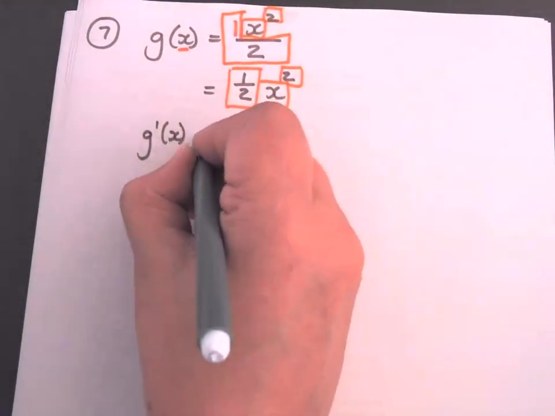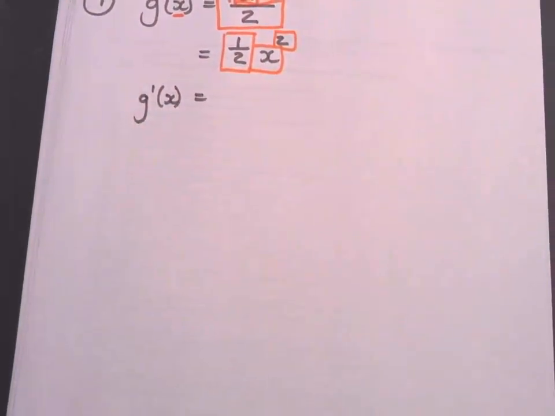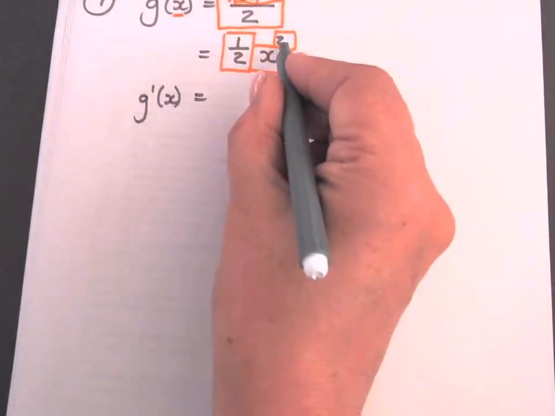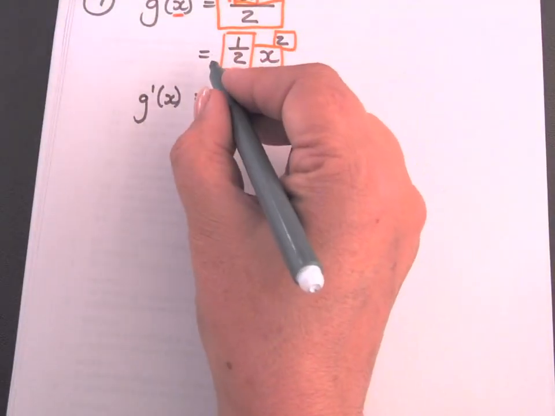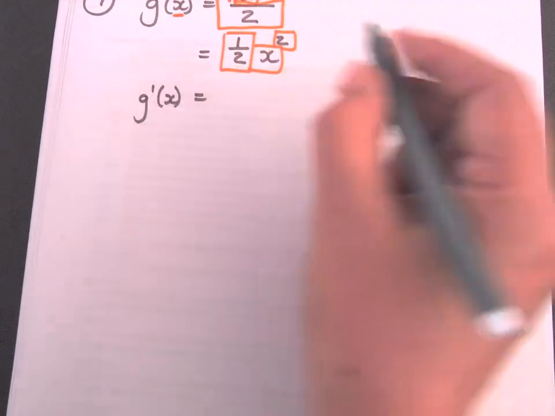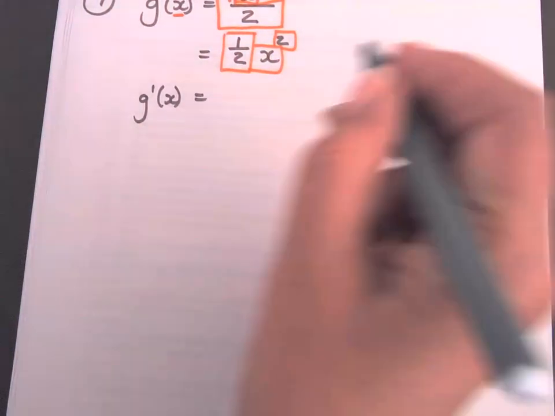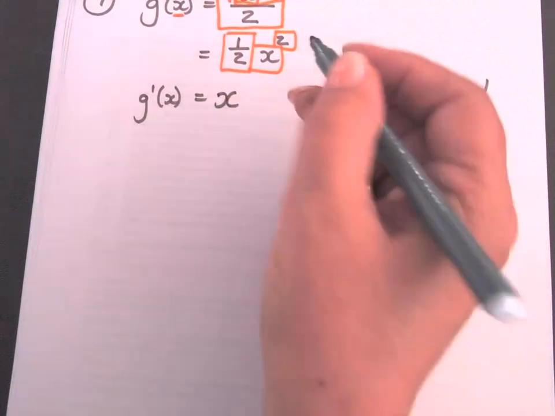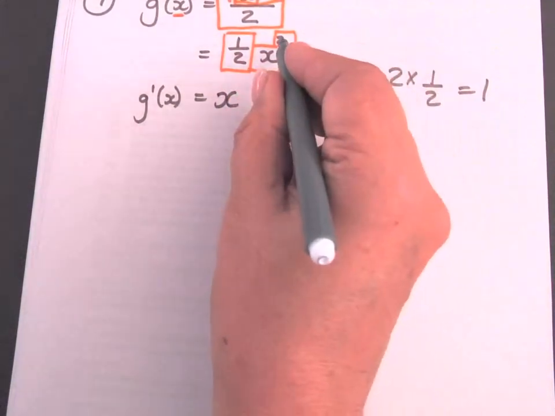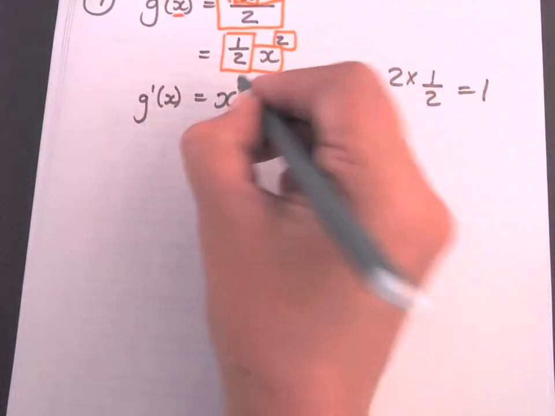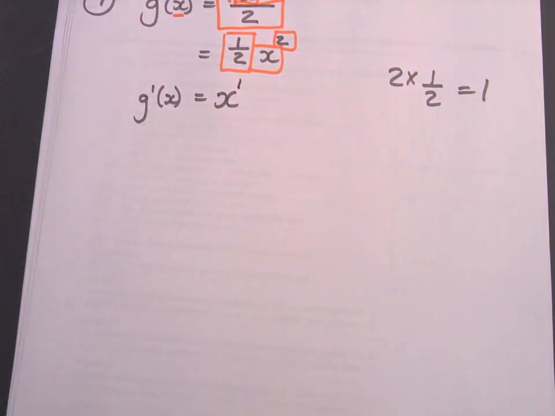g'(x) equals. This 2 goes to the front and you multiply with a half. 2 times a half is 1. So x to the power of 2 minus 1 is 1. And that is x. Are you all with me for this one? Nice exam question, fractions.